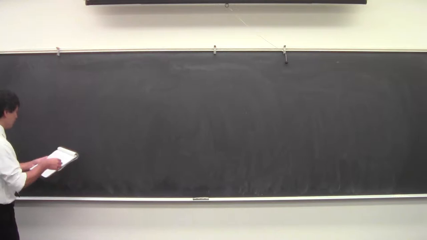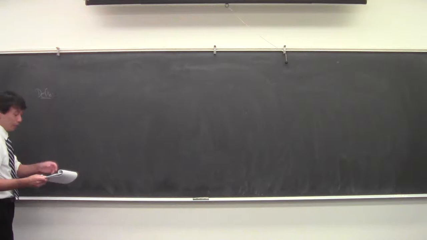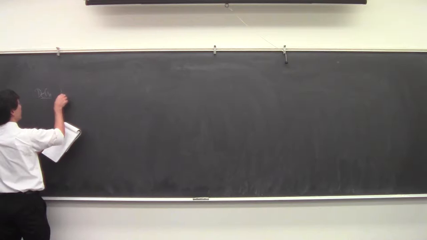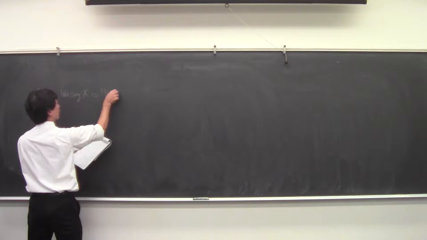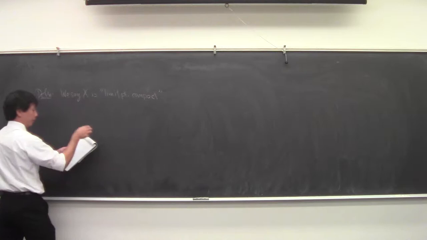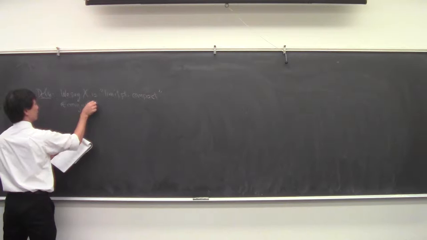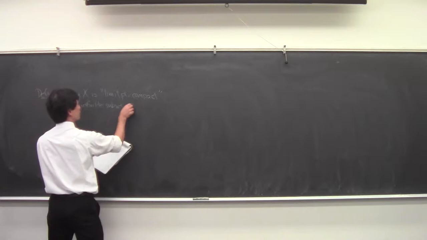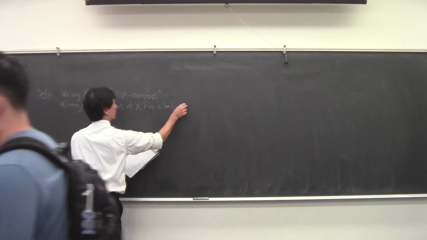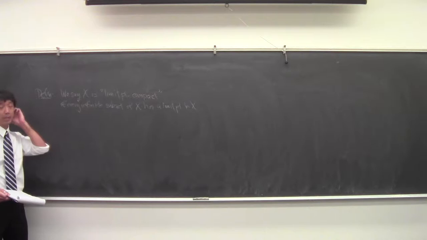So we're going to start off with one definition, which is not in the book, but it's a useful one. We say X is limit point compact if every infinite subset of X has a limit point in X. So every infinite subset has a limit point in X. Okay, so that's called limit point compact.